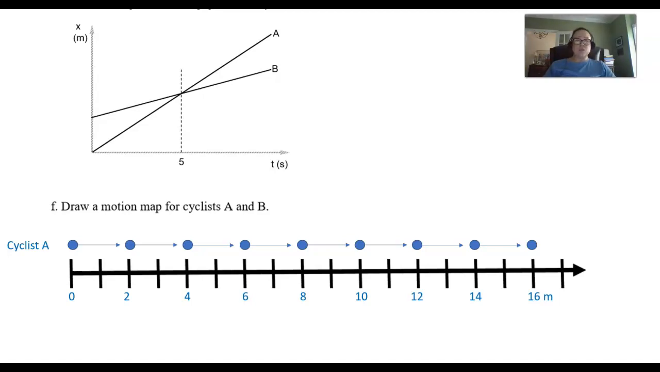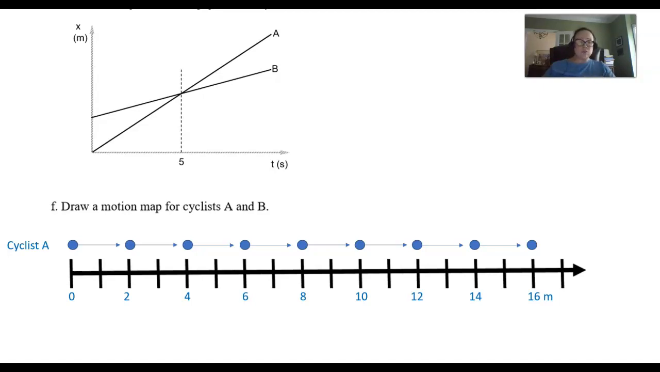Okay, so now I'm ready to put in the motion map for cyclist B. One issue I run into is that I really don't know the starting position of cyclist B. I know it's bigger, it's at a higher position than where A started, but I don't know the specific value of it. The one place where I definitely know the position of cyclist B is at time 5 seconds, because at time 5, cyclist B is at the same position as cyclist A.